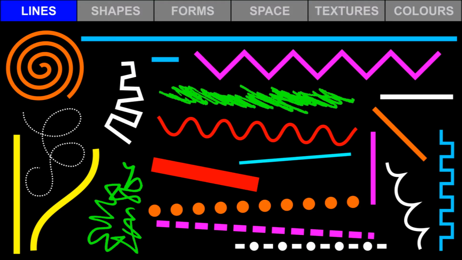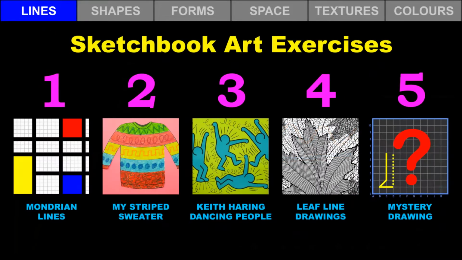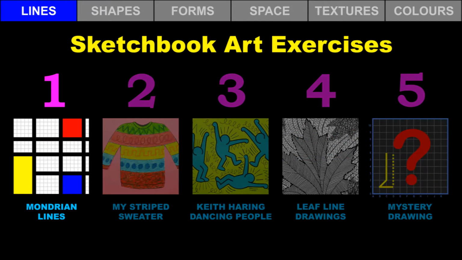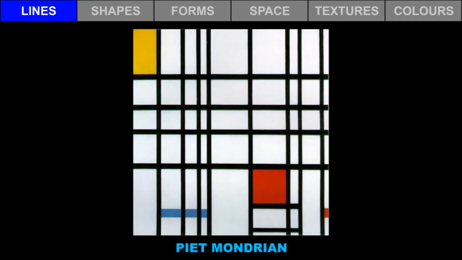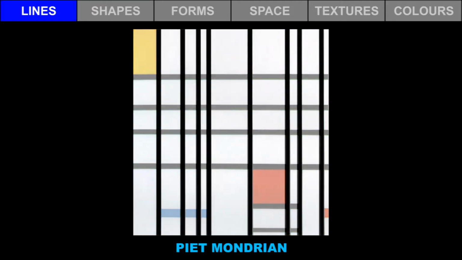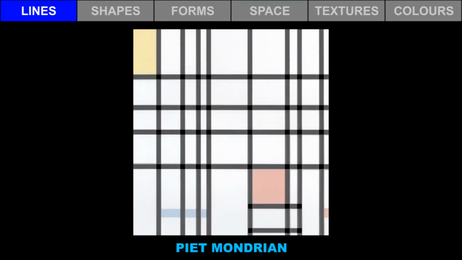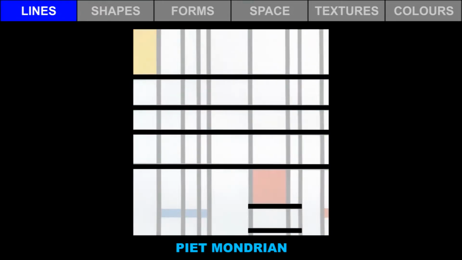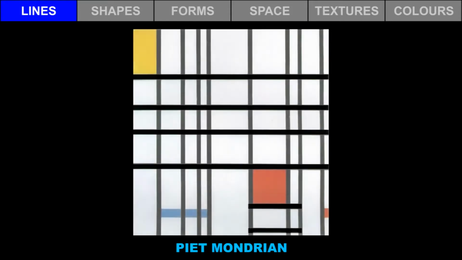Let's take a look at how famous artists use lines. Then we can create some artwork with lines together. Mondrian is famous for his abstract paintings. He used consistent vertical and horizontal lines in his abstract painting. The lines do not represent anything else. The viewer recognizes the lines as nothing other than lines.